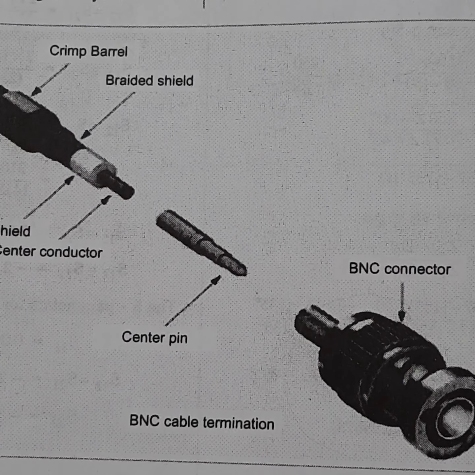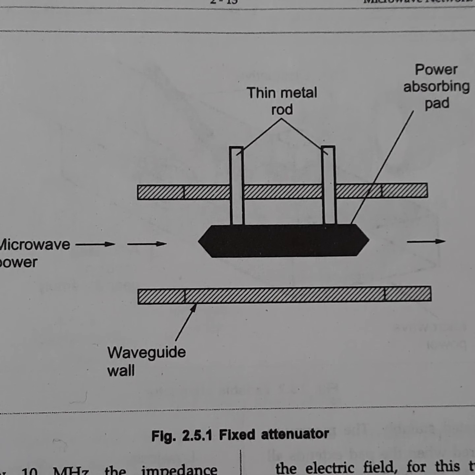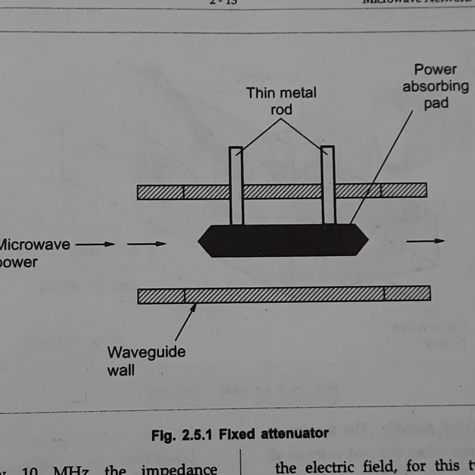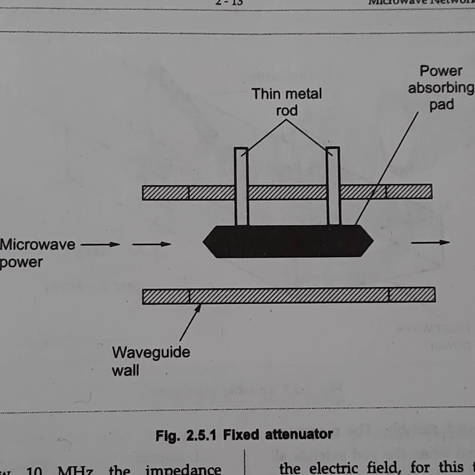Now we'll see the attenuators. It is also important from the examination point of view. An attenuator is a device used to control the amount of microwave power transferred from one point to another on a microwave transmission system, and it is called a microwave attenuator.